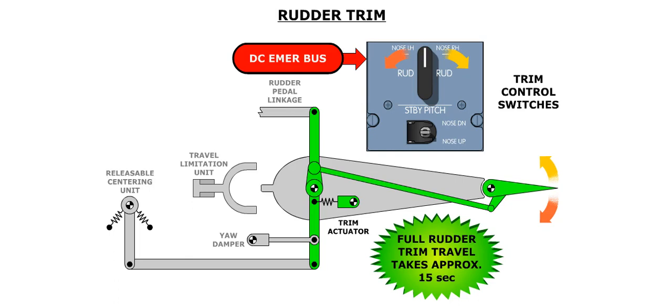Rudder trim is obtained by rotating and holding the yaw trim switches in the desired direction. Yaw trim is powered by the DC emergency bus.